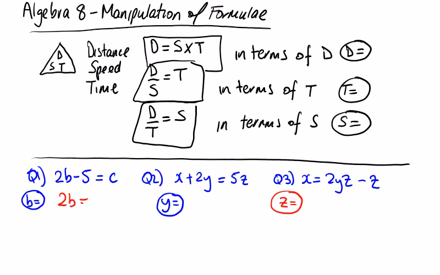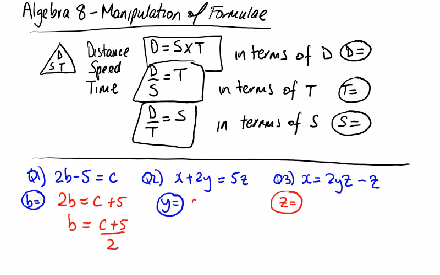2b is going to be equal to c plus 5. So b, how do we get rid of that 2? We divide by 2. c plus 5 over 2. So we need to know, to get rid of a multiply, we divide. To get rid of a divide, we multiply. To get rid of a square, we square root, and so on. The opposite of each other.